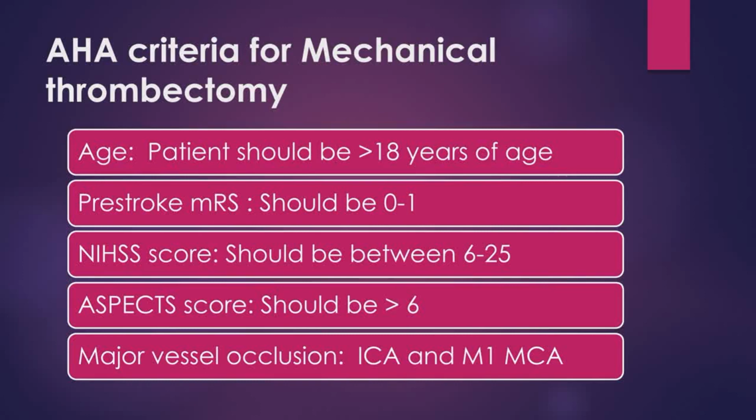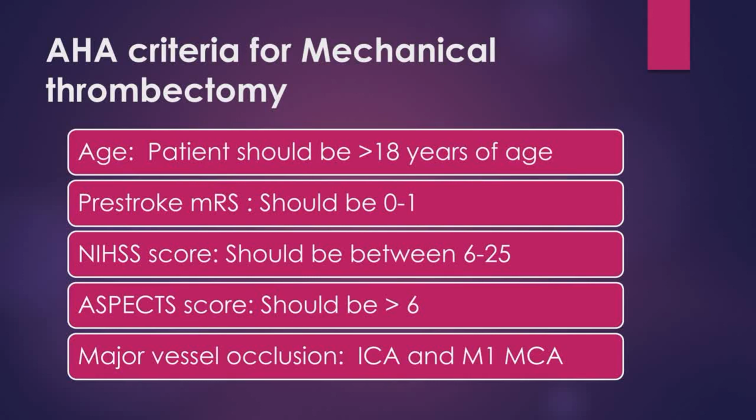Now coming to the AHA criteria for selecting patients for MT, these include: 1. Age. Patient should be greater than 18 years of age. 2. Pre-stroke mRS should be 0 to 1. 3. NIHSS score should be between 6 to 25. 4. ASPECT score should be greater than or equal to 6. Major vessel occlusion involving ICA and M1 MCA.